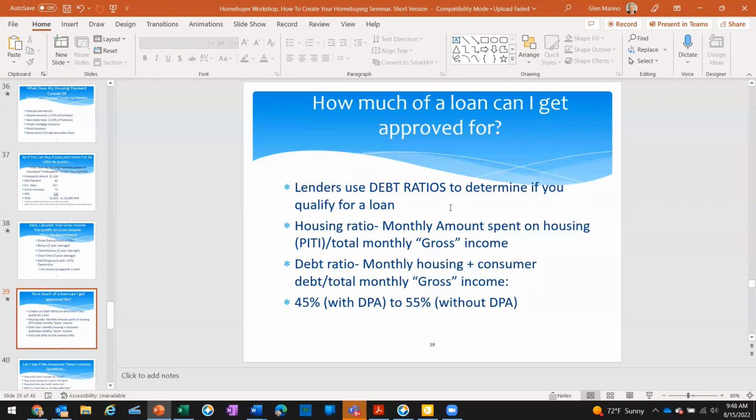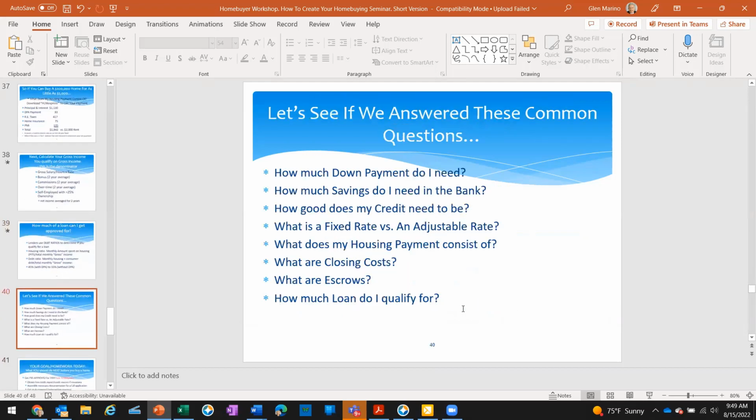So how much of a loan can I get approved for? Well, lenders use debt ratios. Remember we talked about the housing ratio. It's the monthly amount you spend on housing divided by your gross income. And your total debt ratio is your monthly housing plus all your other consumer debt divided by your gross income. And we mentioned that it can't exceed 45% if you're not using down payment assistance, and it's up to 55% with down payment assistance. The loan officer, the Tony Marinos of the world, can tell you your income, your denominator, that gross income. They will stretch it all the way to 45% or all the way up to 55%, and they'll let you know how much of a loan your income can qualify for.